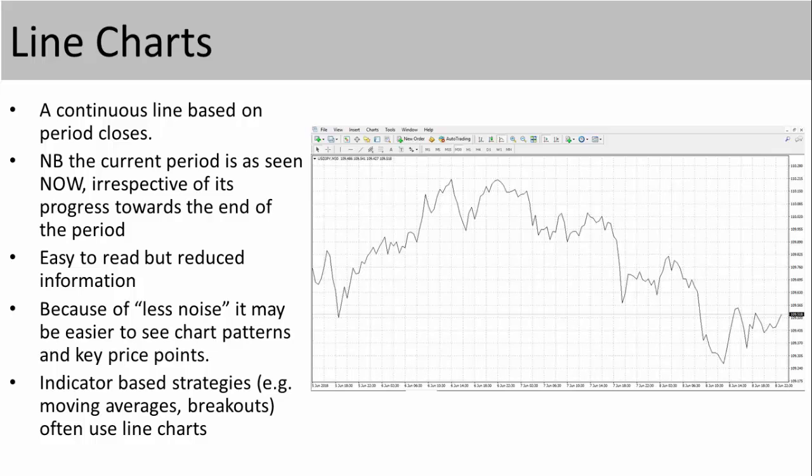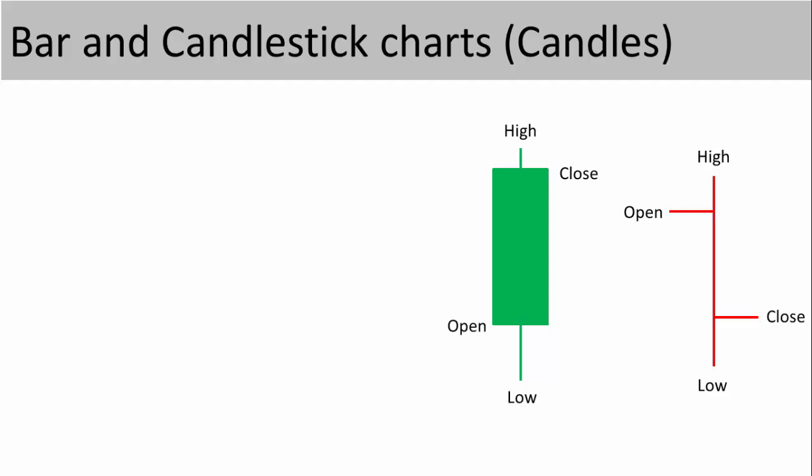The advantage of line charts is they're easy to read, but you do get reduced information compared to some other chart types. Because there's less noise, you've just got this simple plot of period closes, it may be easier to see some chart patterns and key price points, which we're going to discuss later. And it is potentially useful for indicator-based strategies such as moving averages, breakouts, often more easily seen using a line chart. The other types of charts are bar and candlestick charts, and you see examples of these in the diagram. We'll go through these step by step.